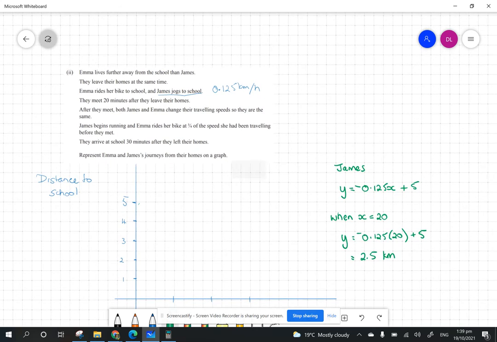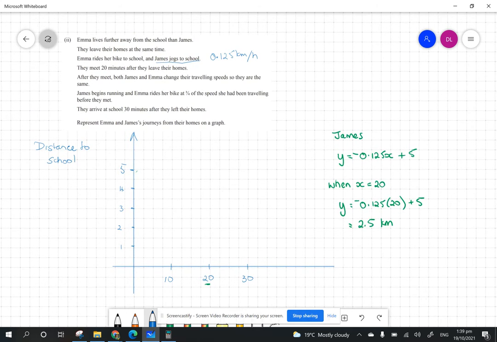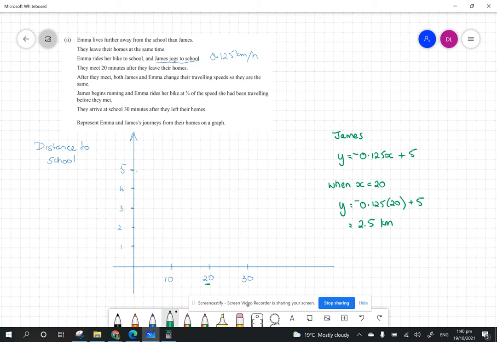Now, you had to make a decision about what you want the left-hand axis to be. So I decided it would be distance to school. The reason I decided that is that the distance to school is actually 5 kilometres, because in the previous question they said it was 5 kilometres. So it's 5 kilometres from James. So from James, he starts here, 5 kilometres away from school. He jogs, so he's going to go at a rate of 1.25 kilometres per hour.